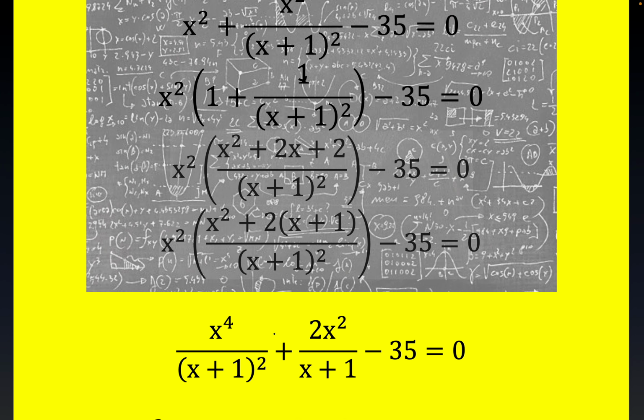Okay, if you'll notice what happened right here, you just split this thing apart, x to the 4th over x plus 1 quantity squared, and then we have plus 2x squared over x plus 1 minus 35. Okay, and again, you can see what happened right there. All we did was just multiply through by x squared, and then keep it this way.